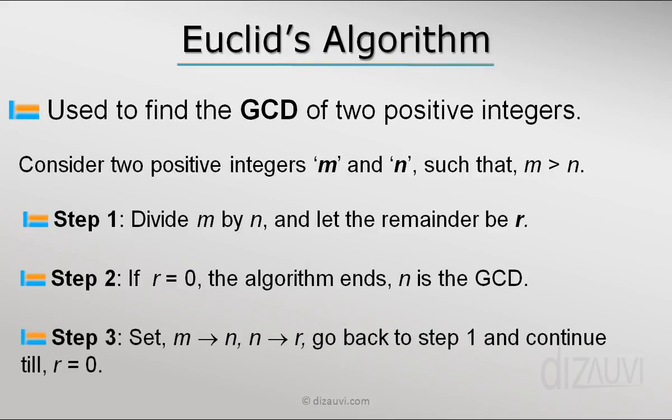But if r is not 0, we set m equal to n and n equal to r, and then start with step 1. So as you can see, this is a recursive algorithm because it calls itself over and over. You can try this algorithm using a pen and paper with a few values just to ensure its correctness and get a feel of how it works.